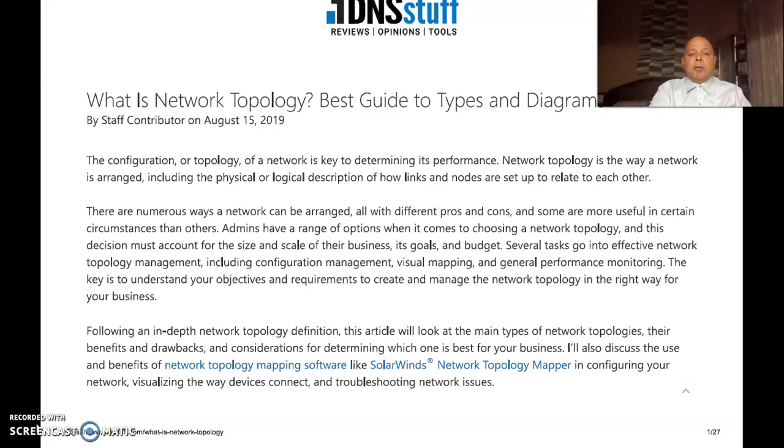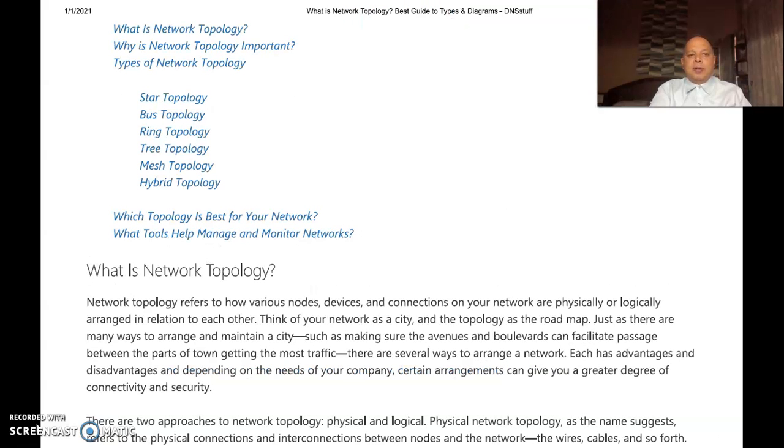And after defining the topology, we'll see the various types of network topology also. Because as I said, this network can be arranged in a variety of ways, the physical arrangement of the network as well as the logical arrangement of the network. So the network topology refers to how various nodes, devices, and connections on your network are physically or logically arranged in relation to each other.